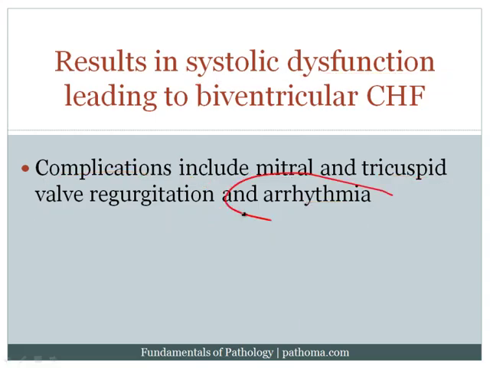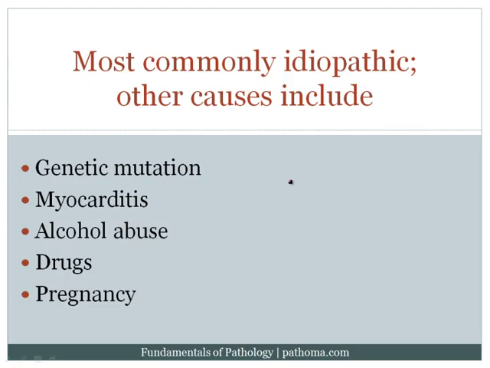Another complication would be arrhythmia. The way I think about this is that as you stretch the heart, you're also stretching the conduction systems of the heart, and so you're going to start getting funny conductions across that system, giving you arrhythmias. Now, most commonly, dilated cardiomyopathy is idiopathic. We don't know the cause, but some very high-yield causes to be aware of include genetic mutations. Usually the most common genetic mutation would be autosomal dominant.